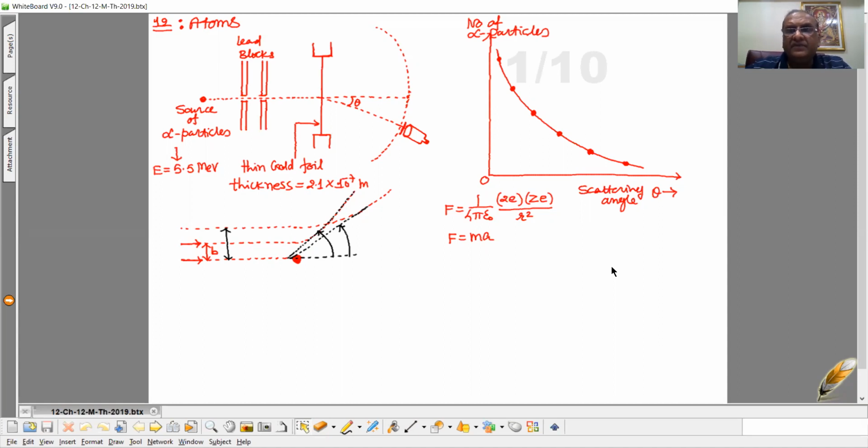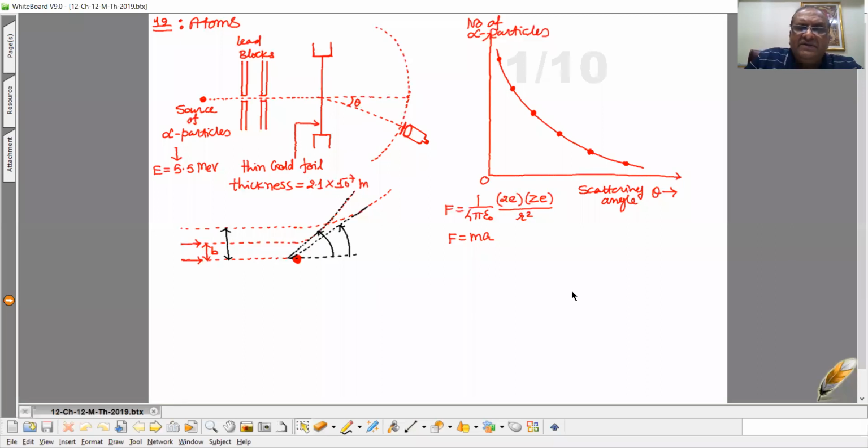Thereafter, two students of Rutherford, Geiger and Marsden, specifically performed the experiment related to alpha scattering, which was suggested by Rutherford. Geiger and Marsden performed this experiment under the supervision of Rutherford. Clear to all of you?